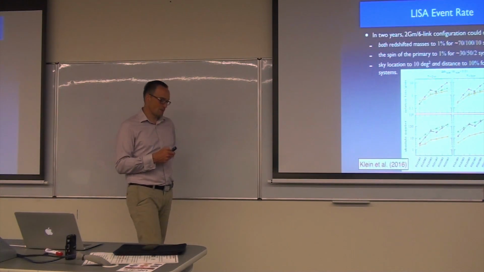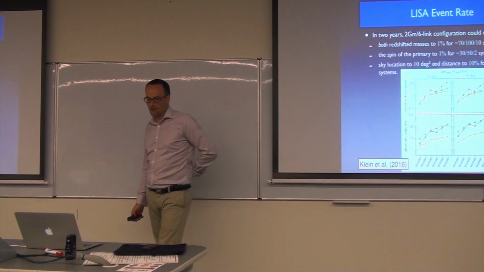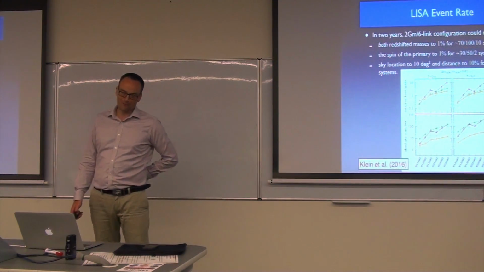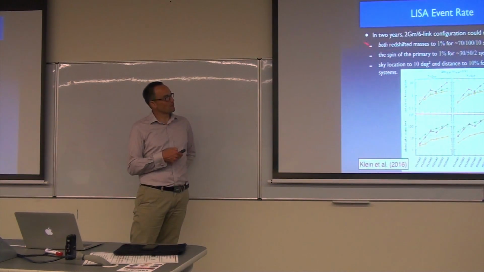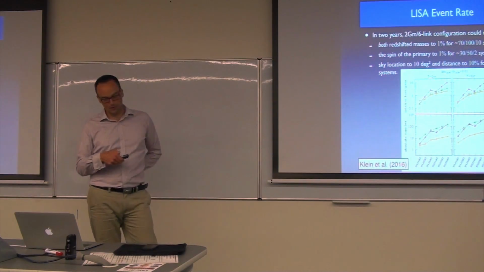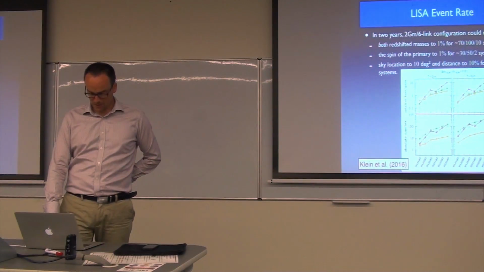The LISA mission requirement is that it lasts for 4 years, but it is going to have enough consumables to last for 10. So if it really does last the full 10 years, then we're talking about 50 odd events with very good sky and distance precisions.